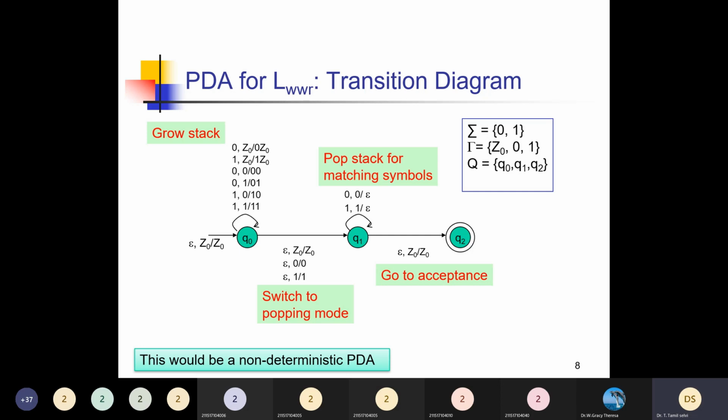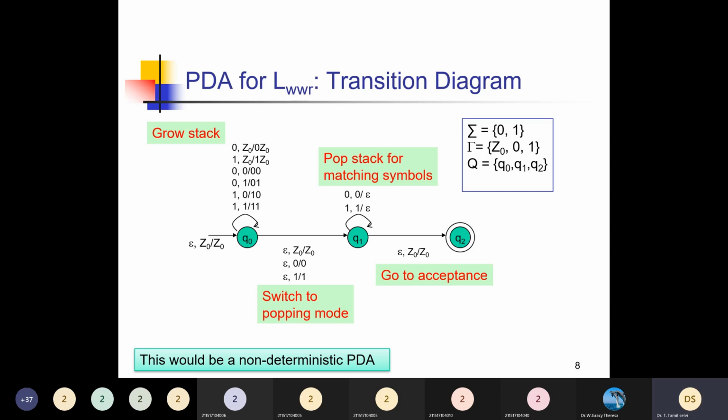So finally, you will be getting epsilon. Epsilon means what? This is a null string, which is used to indicate the end of the string. And then the top of the stack is Z0. So what is Z0? It indicates the empty stack.